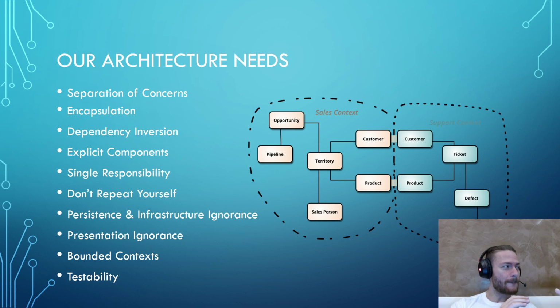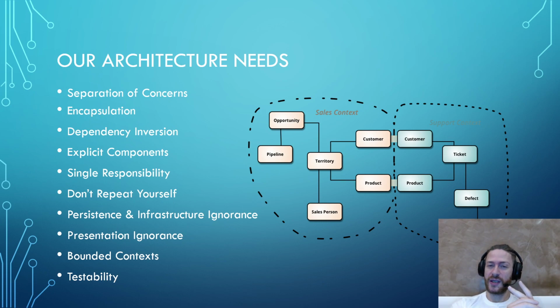Most people today use dependency inversion in their code, so that's not a huge problem. But with the separation of concerns and the encapsulation, typically systems have a problem. We need to have explicit components. We need to have components which show what they do. If this object is responsible for creating objects, we need to see that very easily. We need to have single responsibility for our objects.